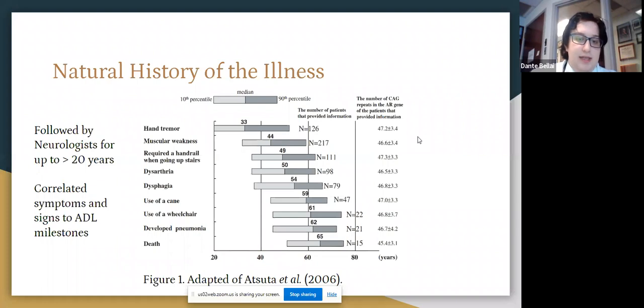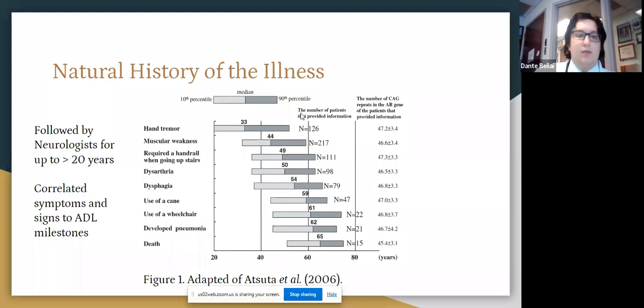that discusses the natural history of the disease. This is a chart review combined with interviews of patients that were followed by neurologists for up to 20 years. These are all confirmed Kennedy's disease patients. And what they did is they characterized different activities of daily living, and were able to correlate this with the age of onset of certain symptoms.